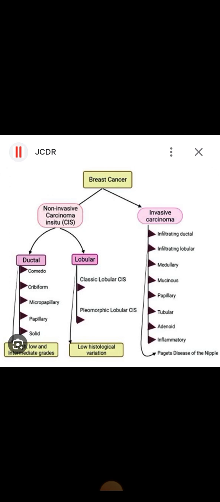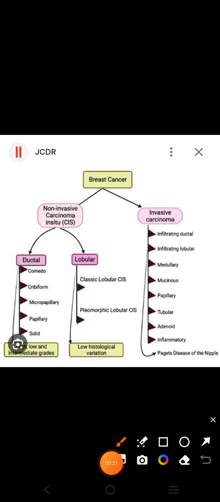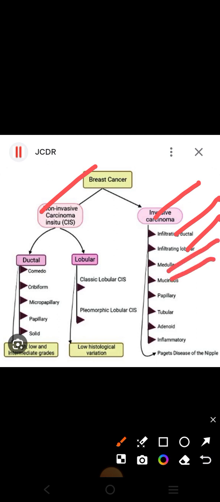But here I have shown you the morphological classification of breast cancer, which includes one, carcinoma in situ or non-invasive carcinoma, and another one, invasive carcinoma. Invasive carcinoma involves ductal and lobular types, invasive ductal carcinoma and invasive lobular carcinoma. These are the main types, and some other types are medullary, mucinous, papillary, tubular, adenoid, and inflammatory.